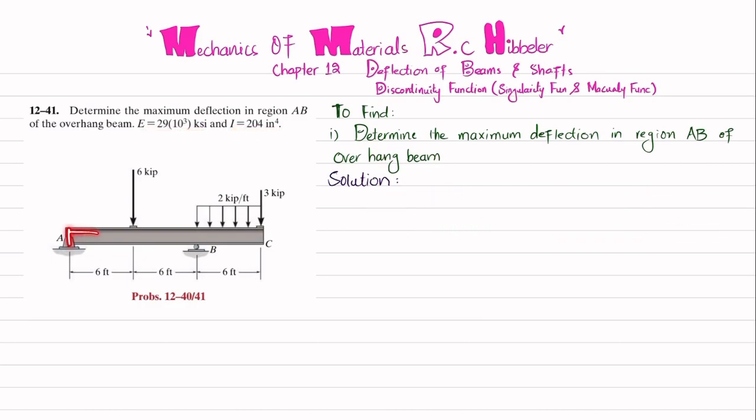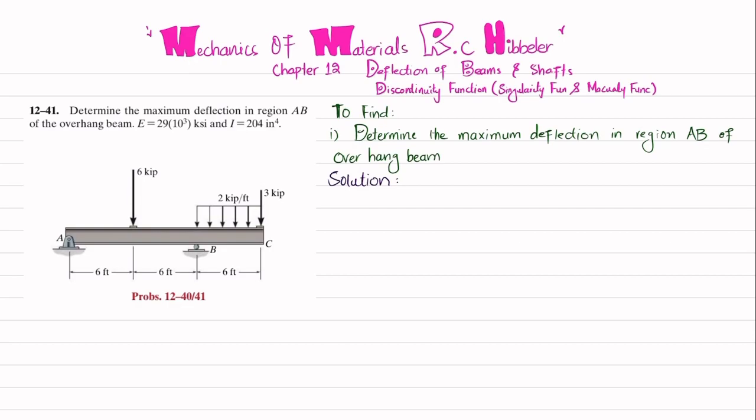You can see this is an overhang beam acted upon by a load of 6 kips at a distance of 6 feet from point A, and there is a uniformly distributed load from B to C of 2 kips per foot, and at point C we have a 3 kip load. Due to this loading, the beam will bend like this. You have to find the maximum deflection in region AB. So let's start with the solution.